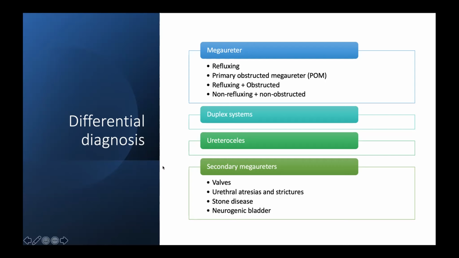The duplex systems are something to think about. Your radiologist really needs to know how to look for a duplex system in the upper tracts. Ureteroceles, you will see hopefully on ultrasound. It can be difficult.